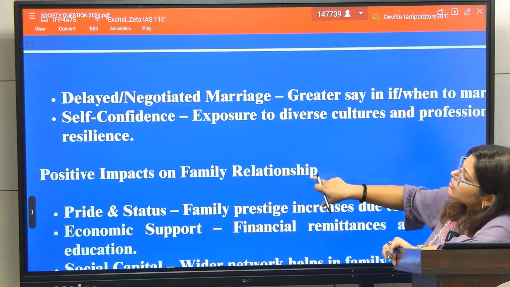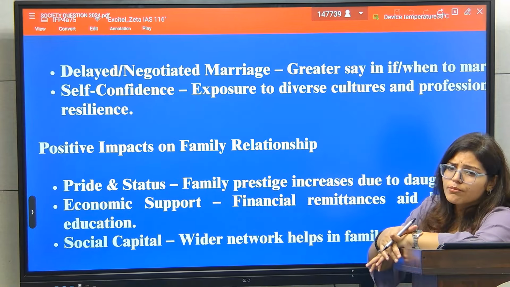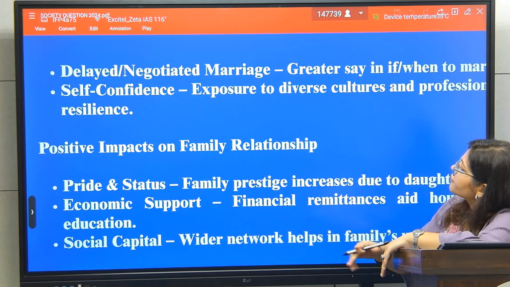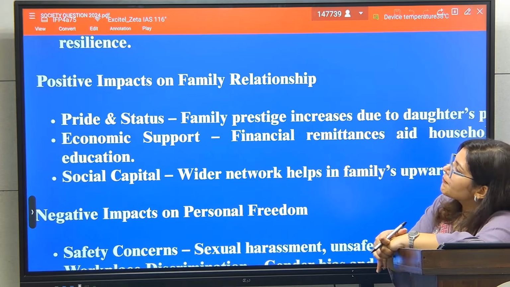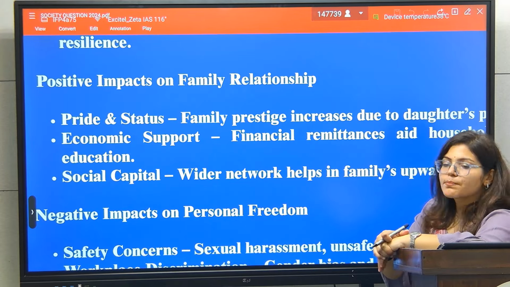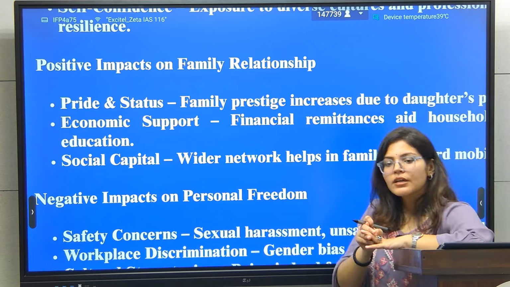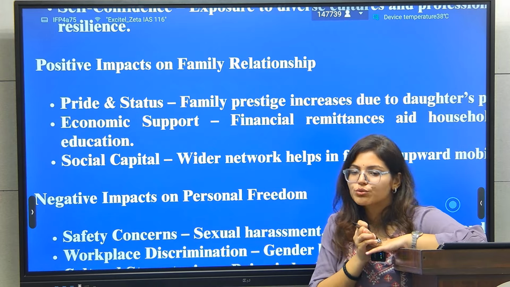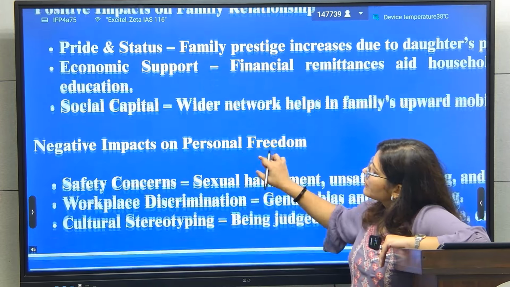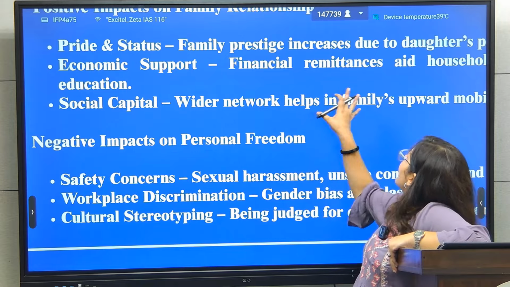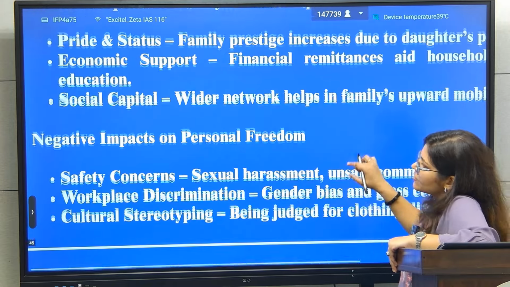Delayed marriages, self confidence, because women feel more self confident now. Positive impact on family relations. So there is pride and status. There is economic support. Now the women give financial support to their family. The social capital, a wider network, helps in family upward mobility.